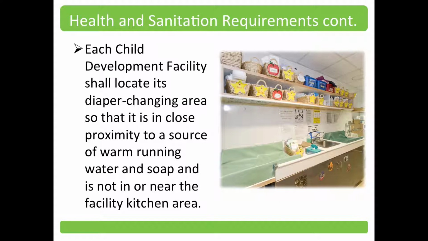Health and sanitation requirements continued. Each child development facility shall locate its diaper changing area so that it is in close proximity to a source of warm, running water and soap and is not in or near the facility kitchen area.